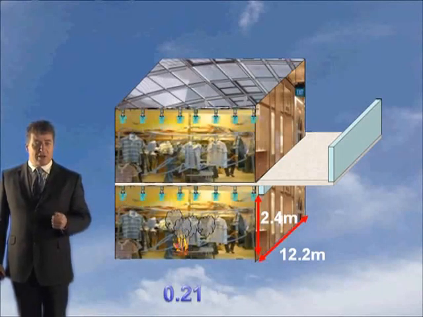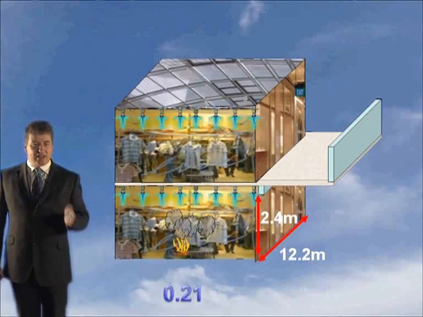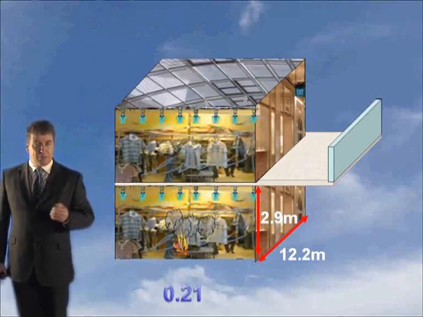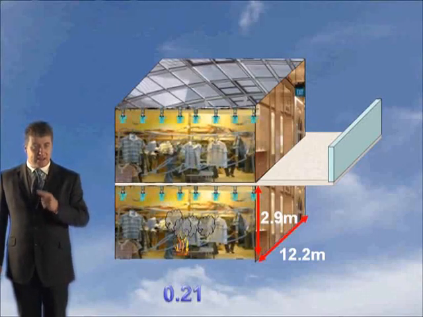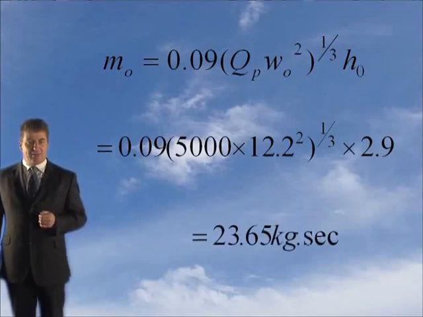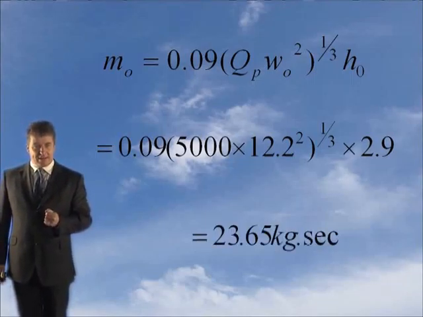So let's put in our known variables. Now we know the convective heat output is 5,000 kilowatts. Now we need to know the dimensions of the openings. In this case the width will be 12.2 metres and the height is 2.4 metres plus 0.5 as they are removing the downstand, which will make it 2.9 metres. So don't forget they're removing the downstand, so it'll make it 2.9 metres. Put in those variables, and you'll get a mass flow rate of smoke out of the opening of 23.65 kilograms a second. That's the mass flow rate.